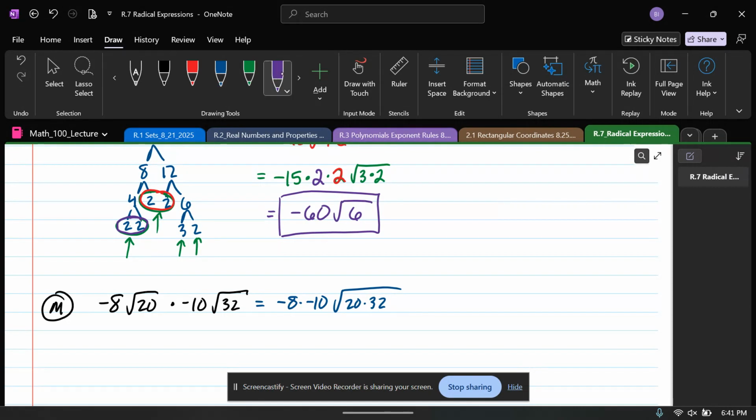So on the outside, I'll simplify that a little bit. That's going to be 80. On the inside, I can simplify that a little bit. 2 times 32 is 64. Add a 0. That's 640. Check yourself with the calculator if you're not feeling very confident tonight. 32 times 20. Yeah, it's 640.